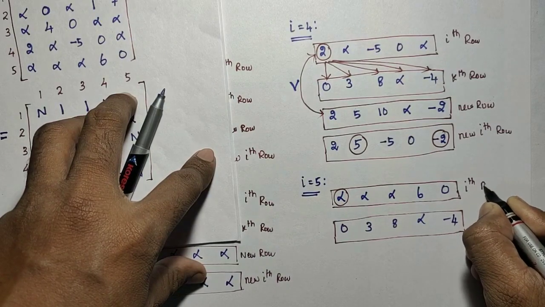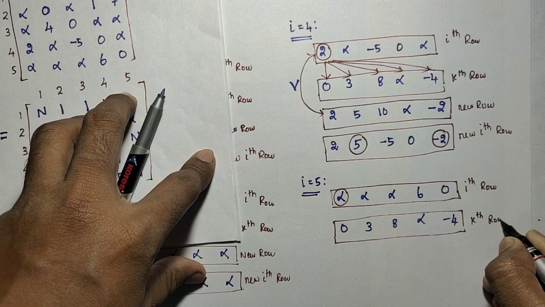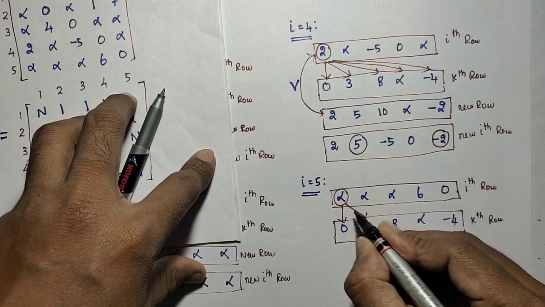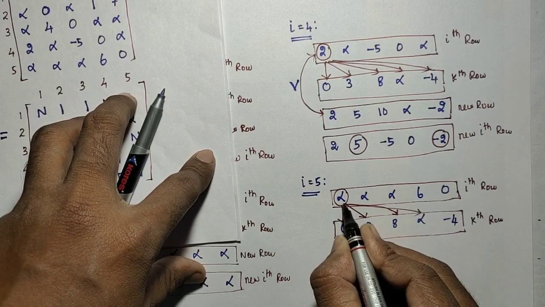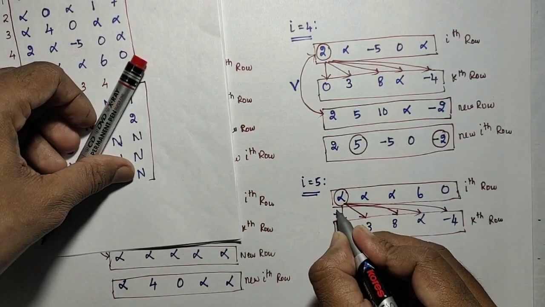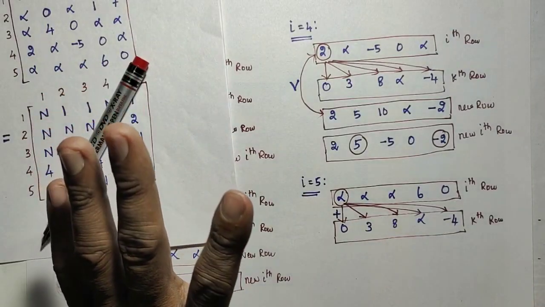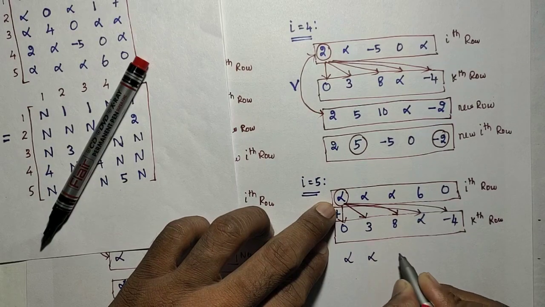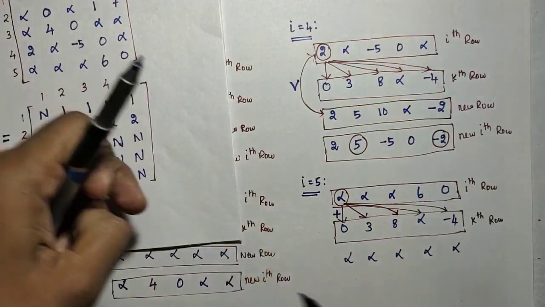This is the ith row. This is the kth row. And the kth element needs to be added. Like that we need to add. So we will get the result as infinity. Infinity means no change usually, because infinity plus anything is infinity only. Since that new element is infinity, there is no change in that ith row.